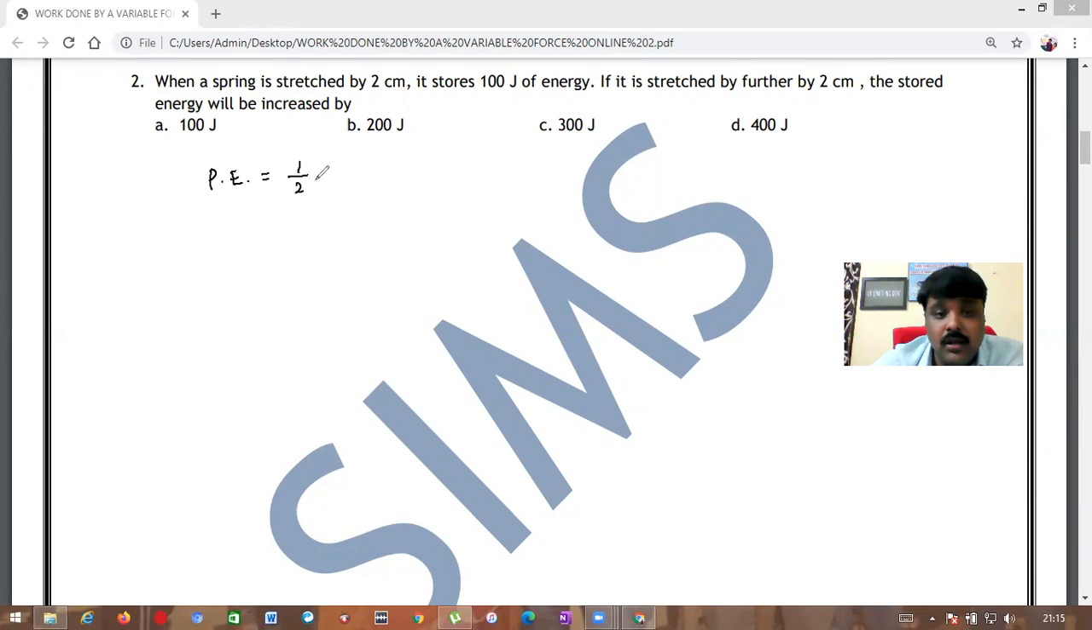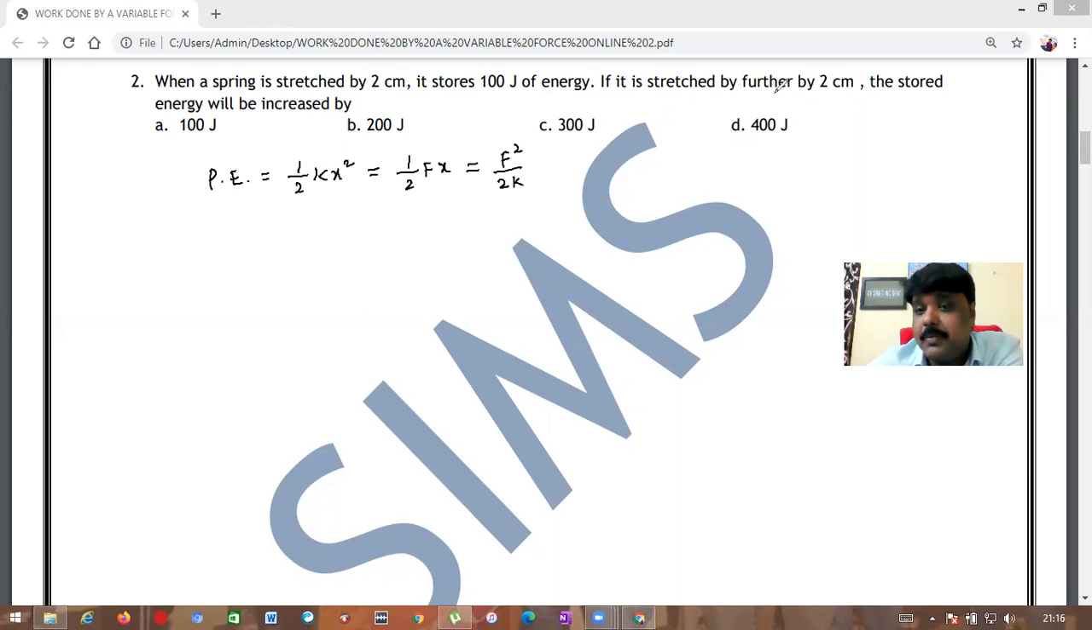We have half k x², where k is the spring constant and x is the elongation. Or if we want to write in terms of force and elongation, it is half Fx, or in terms of force and spring constant, that is F² by 2k. We need to take the formula which is appropriate for the given problem. Okay, here we are given a spring is stretched by 2 centimeters. It stores 100 joules of energy.